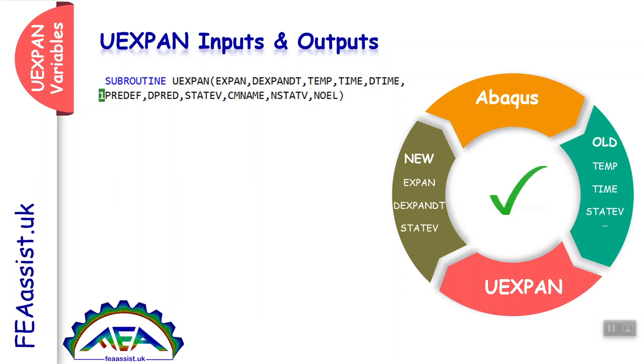Again, Abaqus uses these variables to recompute temperature, time, state variables. This is how VUEXPAN and Abaqus interact with each other, which is necessary to understand well to write a good VUEXPAN subroutine. For example, one of these variables, expand. Actually, delta L per L0, which is the normalized length increase, equals the thermal expansion coefficient multiplied by delta T, which is the temperature increase. This alpha should be defined in this subroutine.